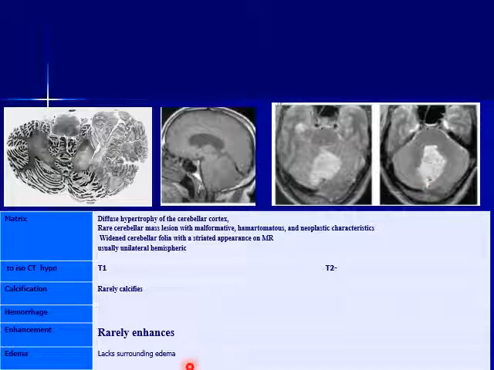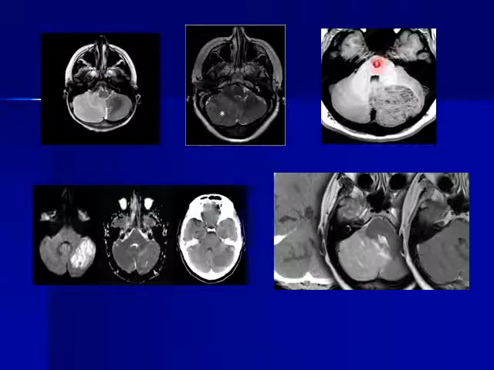Okay, it rarely enhances, and it is considered as a sort of hamartoma, and it lacks surrounding edema. So the characteristic appearance is the striated appearance on MRI. These are the different appearances of Lhermitte-Duclos disease, and as you see, this striated pattern is very characteristic so that you can diagnose this as Lhermitte-Duclos disease.